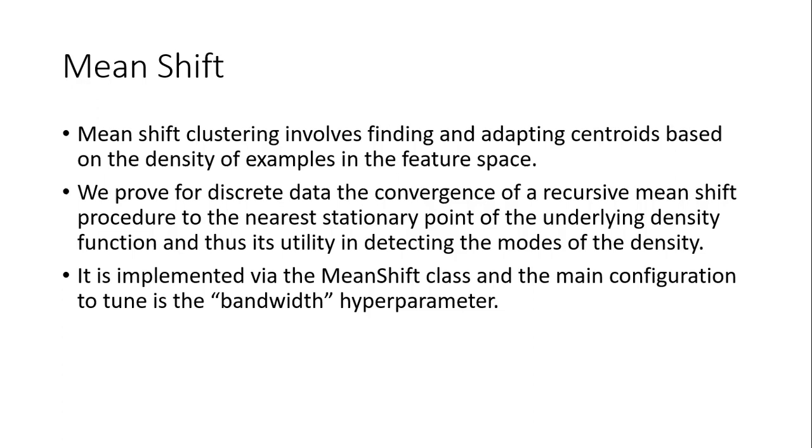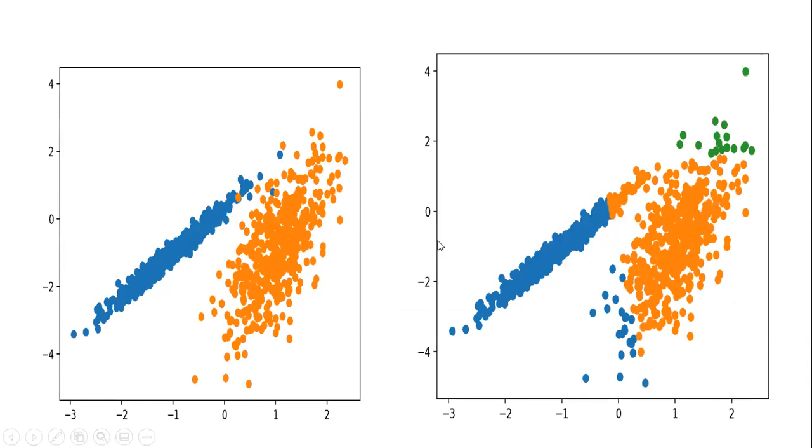And I see whether the other points are close to this density or not. If they are, then merge them. Otherwise, so there is a bandwidth parameter, a hyperparameter. You need to play with that. So this seems pretty good. This is for the mean shift.